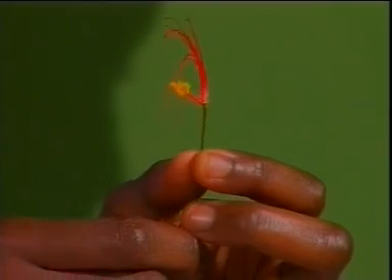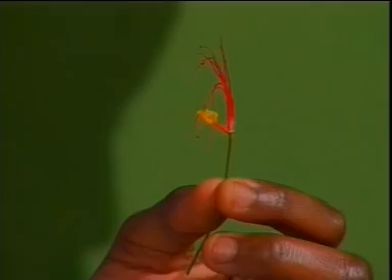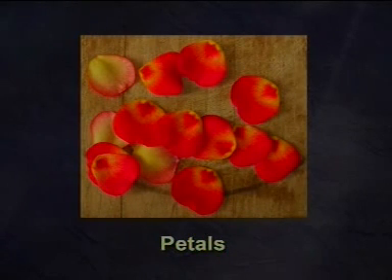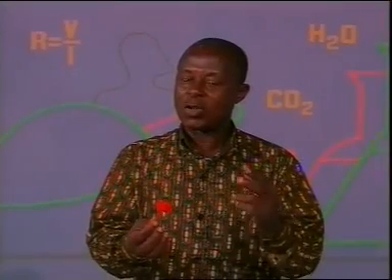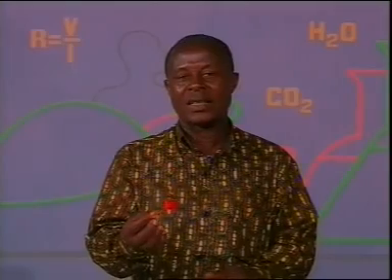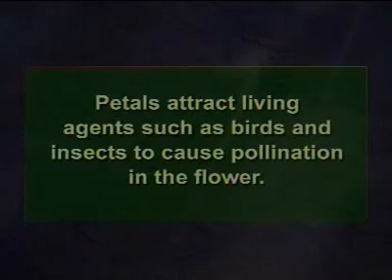But those structures you have removed, the fan-like, brightly colored structures, are all known as petals. One is a petal. Many of them put together may be referred to as petals of the flower. The sepals are protecting the flower. They are also attracting insects for pollination. What then will be the biological function of the petals? Petals attract living agents such as birds and insects to the flower to cause pollination.